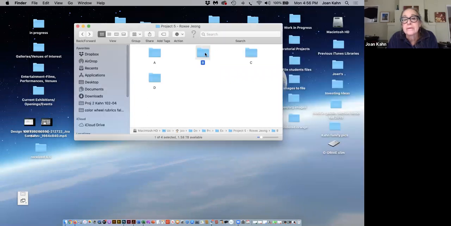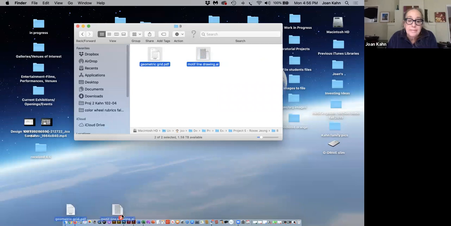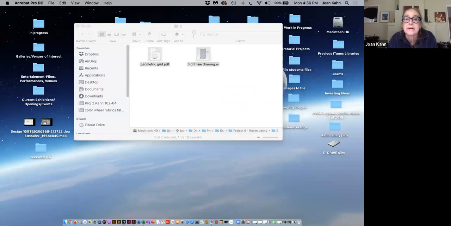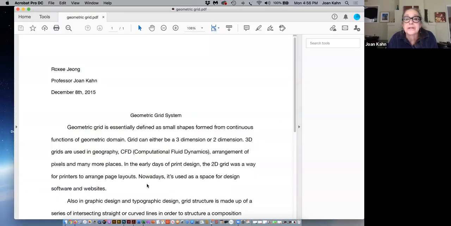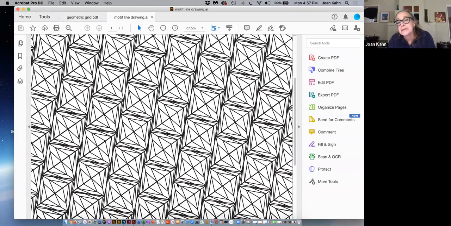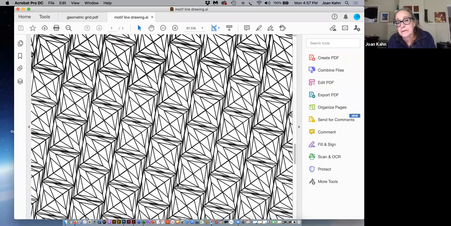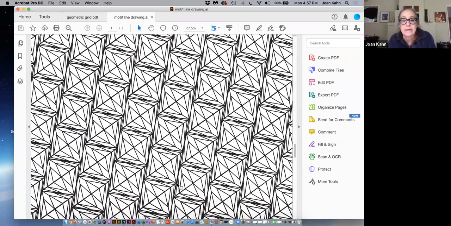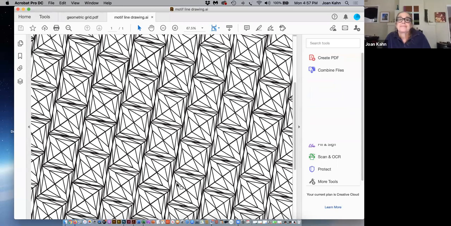Then she wrote the geometric grid, she called it. And these are AI files. This is a PDF. This is her geometric grid system. And I want you to show me a picture of the system in black and white, what you designed.